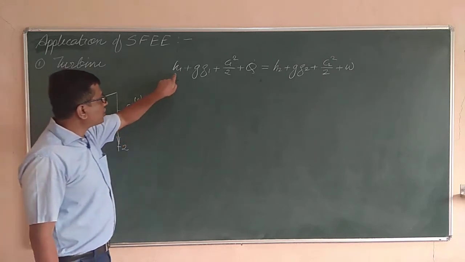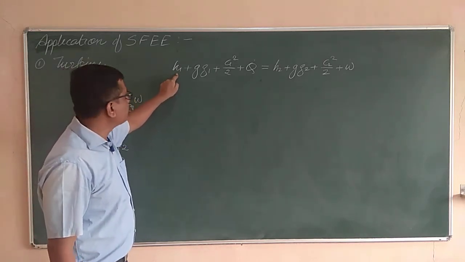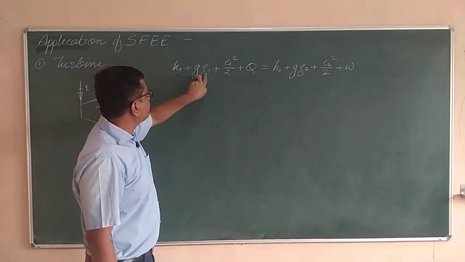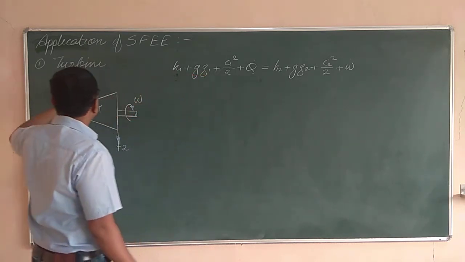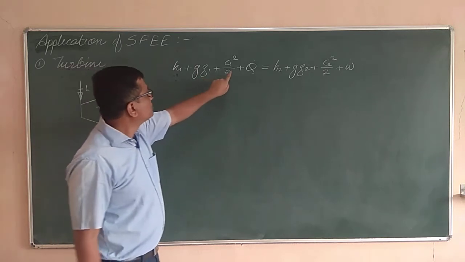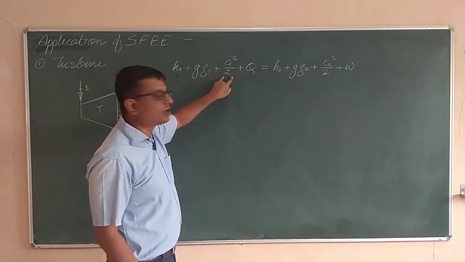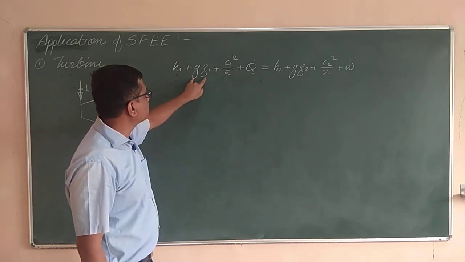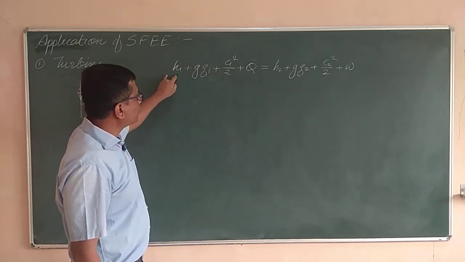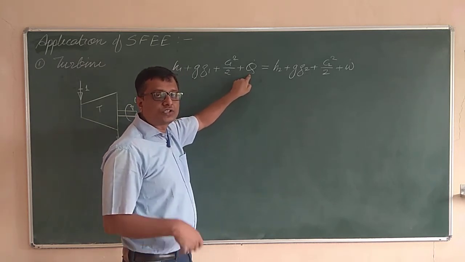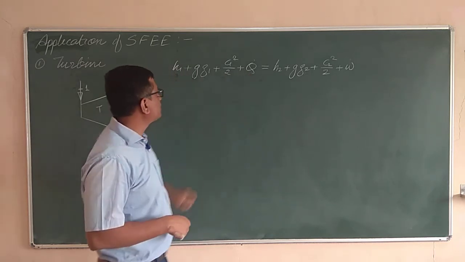Now, what are these terms? We have seen H1 is the enthalpy of the fluid at section 1 or point 1. gZ1 is the potential head at section 1. C1 square by 2 is the velocity head, that is the kinetic energy per unit mass. This is the potential energy per unit mass. This is the enthalpy per unit mass. Q dot is the heat transfer taking place across the system boundary, it means across the turbine.